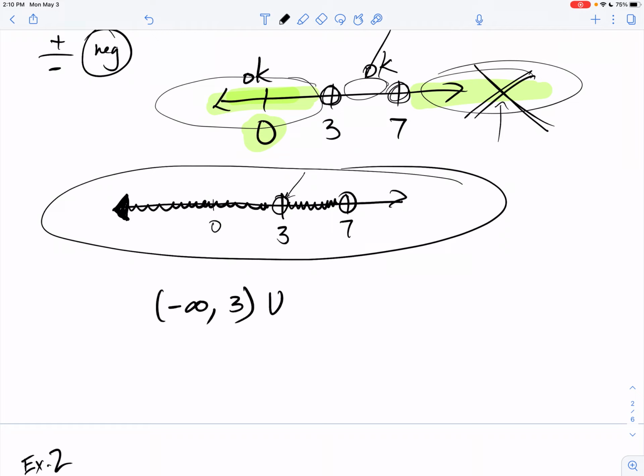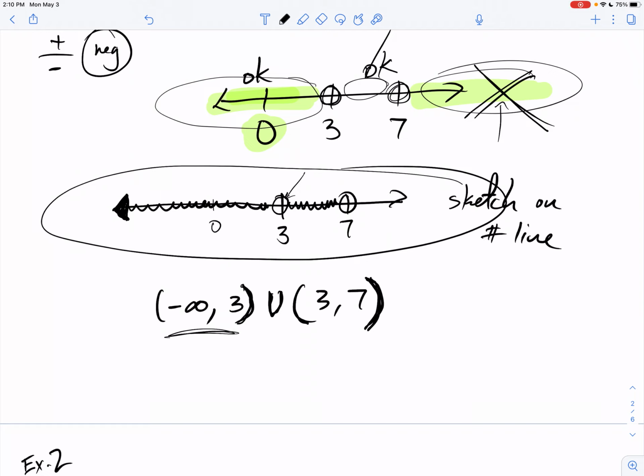Just to let you see it, in interval notation, it would look like that. It would be all the stuff that is less than 3, but not including 3. That's why it's a parenthesis, not including it. There is a gap because we don't include 3, but then we go all the way up to 7, but at 7, we don't go any farther either. So once again, this is sketched on a number line. And this guy right down here would be our answer in interval notation.